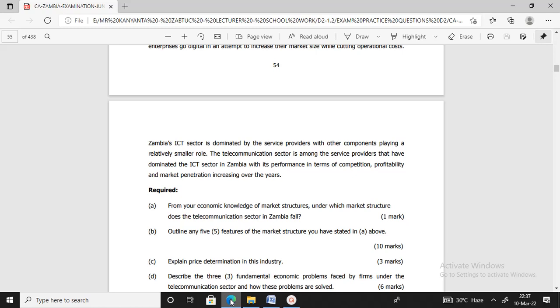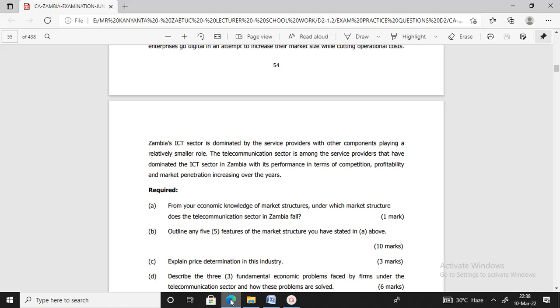5 features of oligopoly market structure. Features of oligopoly market structure: we have number 1, few large firms. Number 2, there is a kinked demand curve. Number 3, there is strong barriers to entry. Number 4, the product is homogeneous or differentiated. Number 5, the firms can sustain supernormal profits in the industry. All right, let me run through that list once again.